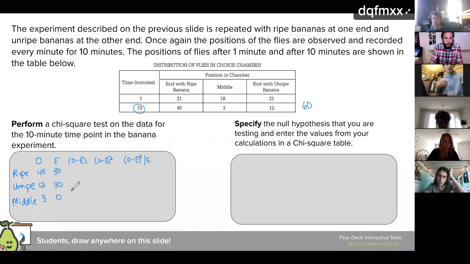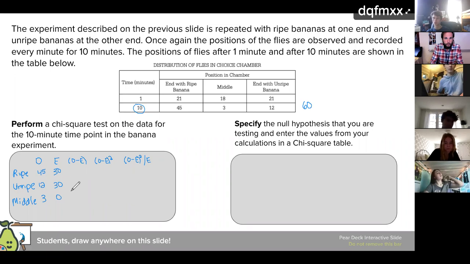You could have expected the fruit flies to like a ripe or unripe banana. You could, but you don't necessarily know how many flies would like or not like. So if we come back to the null hypothesis, if we base our expected values on the null hypothesis that they don't have a preference, right? That the same number of flies would be on either side of the choice chamber.